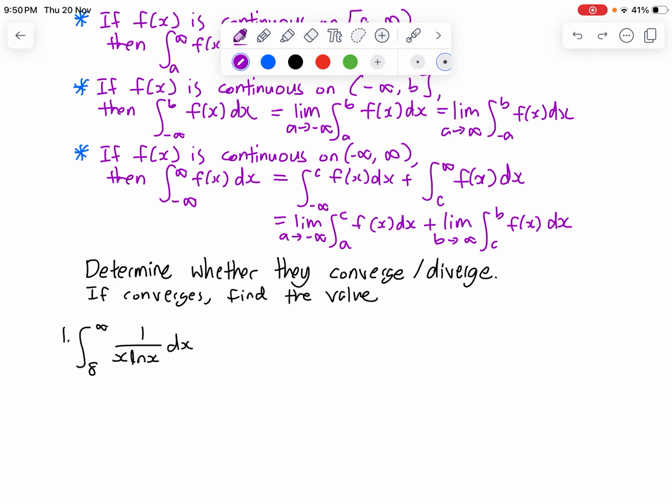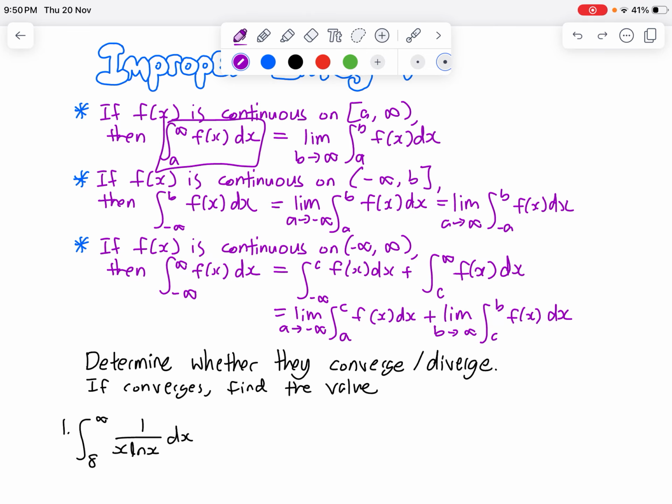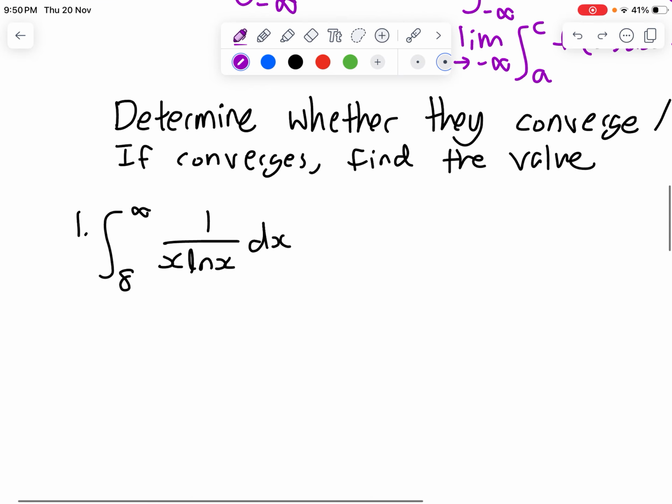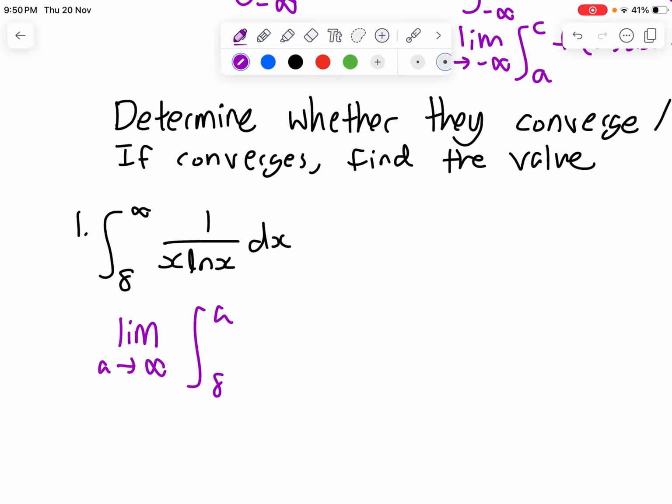Looking back, this is basically the same form. So what we want to do is take the limit, with a value approaching infinity. Let me just call it a. It could be a, b, c, d, anything. I just call it a, okay? And then the 8 remains the same. We don't want the infinite value, so we replace it with a. And then we have 1 over x ln of x.